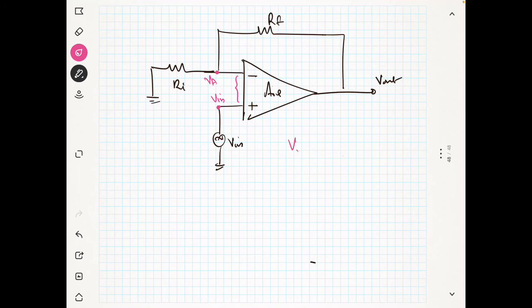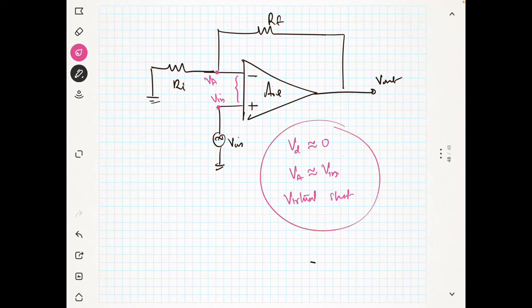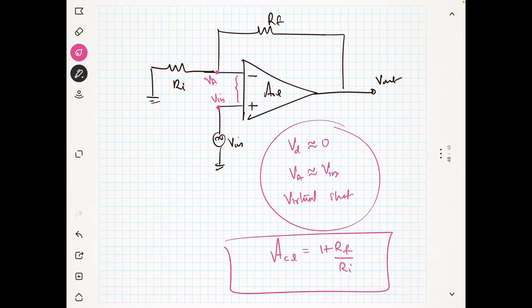So since VD is approximately 0, I can say that my VA is approximately equal to V in, and this concept is known as the virtual short circuit, or virtual ground concept, that we will see in another amplifier, which is the inverting amplifier. And what is the closed loop gain of this? The closed loop gain is 1 plus Rf by Ri, right? So that is the beauty.